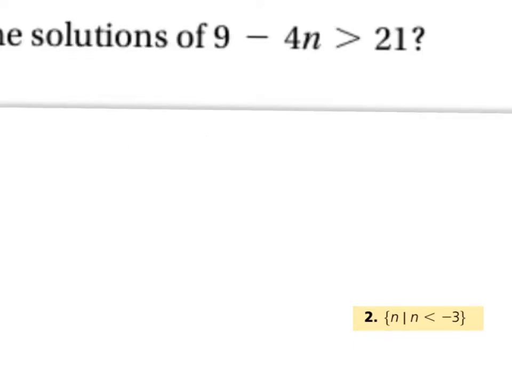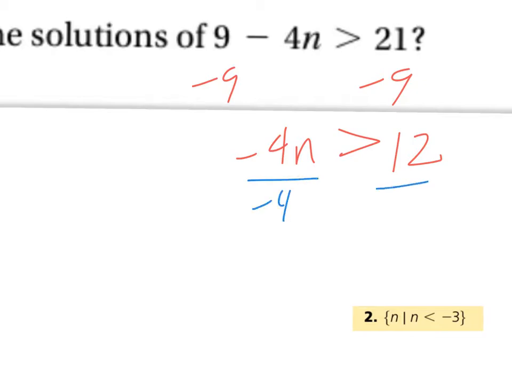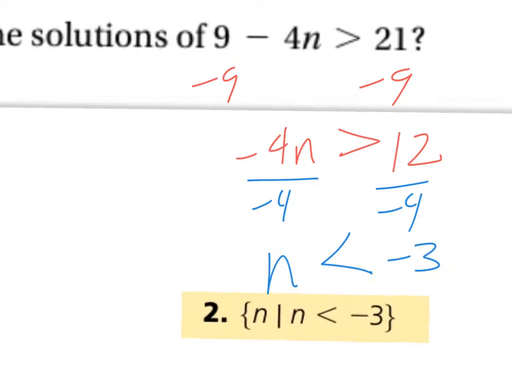Solution of this one in set builder notation, obviously starting out by subtracting your 9: -4n, again, don't lose that negative, is greater than 12. Now we're going to divide off that -4. When I do that, I flip the inequality. n is less than -3. And again, set builder notation: {n such that n is less than -3}.